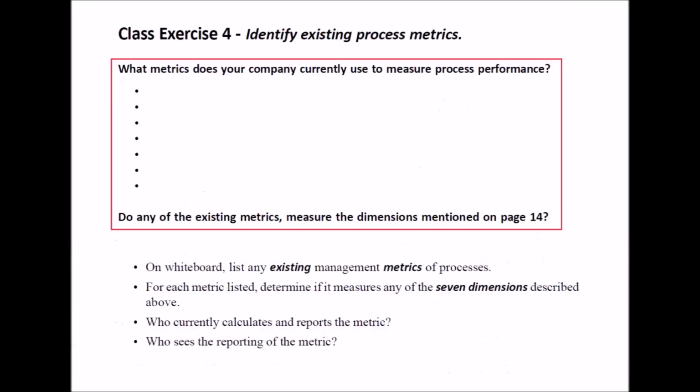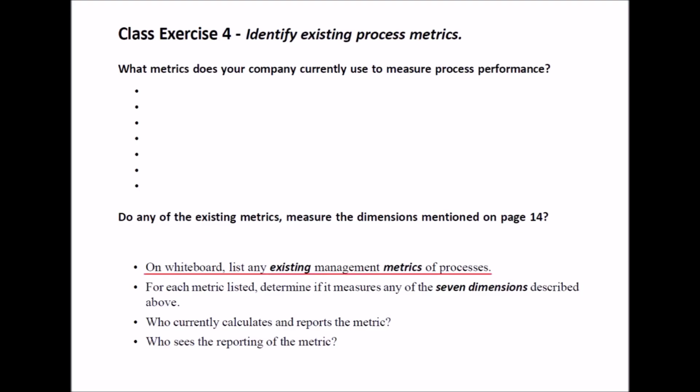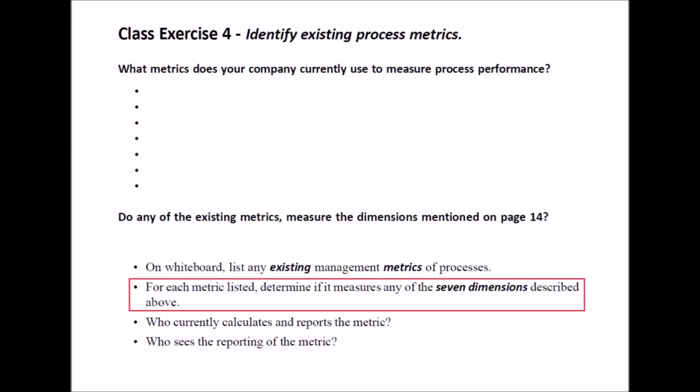For Class Exercise 4, the operators will identify existing process metrics already in use. On the whiteboard, list the existing management metrics. For each metric listed, determine if it measures any of the 7 dimensions described here. Most companies already use some or all of these metrics.